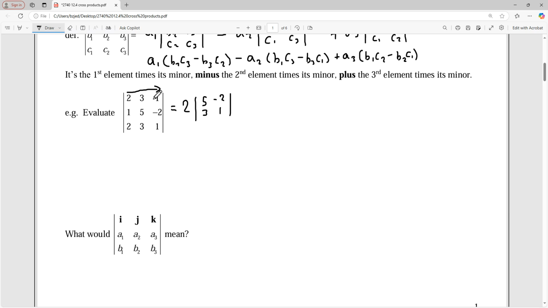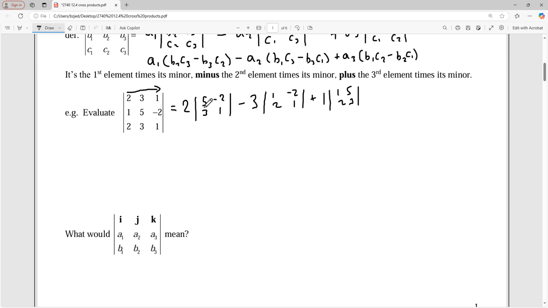Again, what I'm doing there is I'm blocking out all of the first row and all of the first column. All that's left is 5, -2, 3, 1. Minus, and then I bring in the next element, 3, times the determinant of 1, -2, 2, 1, plus 1 times the determinant of what's left of 1, 5, 2, 3.